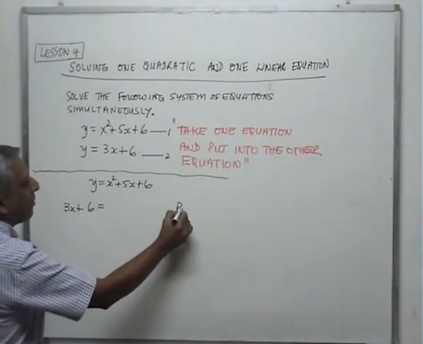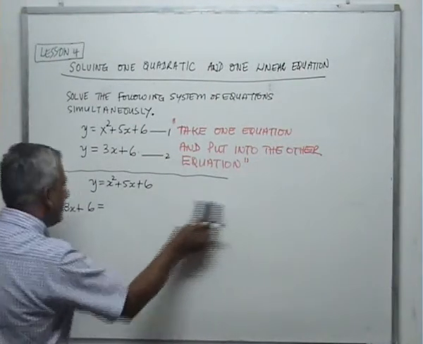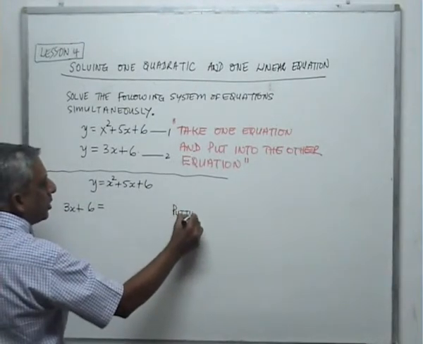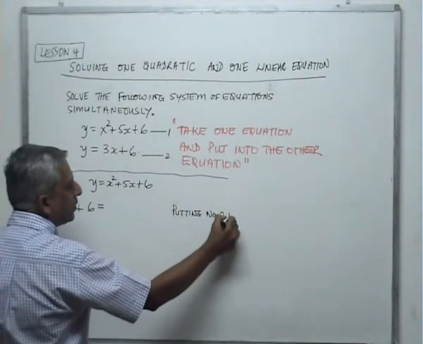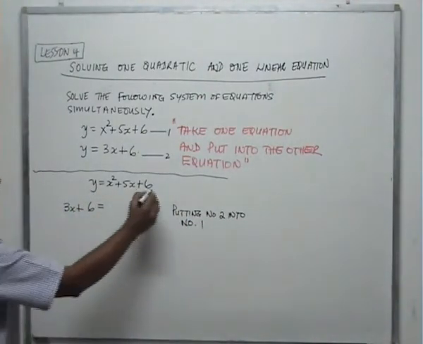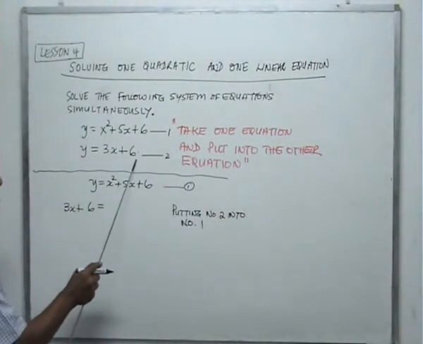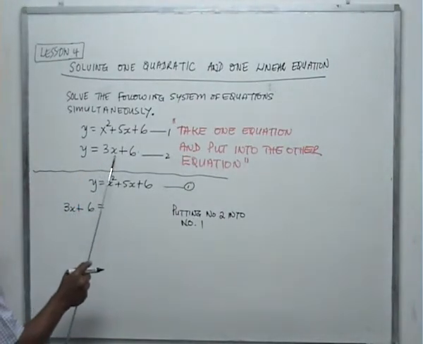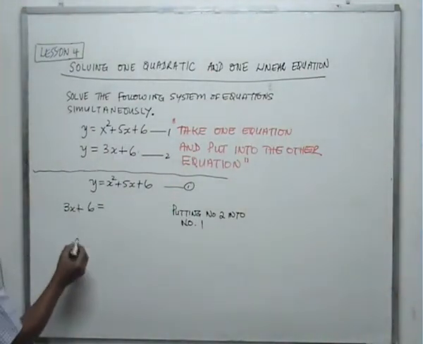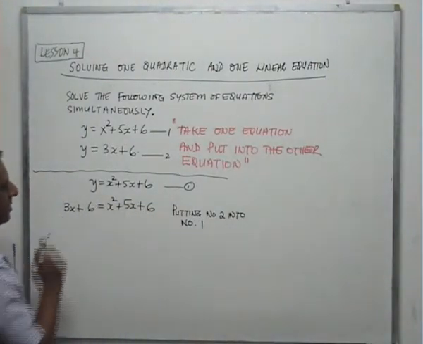Because what I'm doing, let's write it nicely, I am putting number 2 into number 1. This is number 1, this is equation number 1. So, since y is equal to that, it means wherever there is y, I can write 3x plus 6. So there's y. I can write 3x plus 6 because y is equal to that. Is equal to x squared plus 5x plus 6.